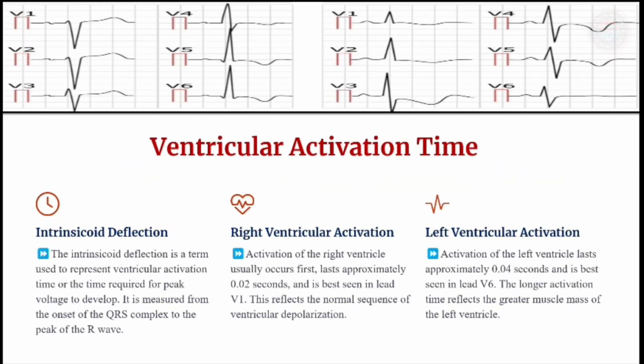Ventricular activation time. Intrinsicoid deflection measures ventricular activation time, recorded from the QRS onset to the peak of the R wave. In right ventricular activation, deflection is rapid, 0.02 seconds, best seen in V1. In left ventricular activation, it takes longer, 0.04 seconds, seen in V6. A prolonged deflection suggests hypertrophy or conduction delays.